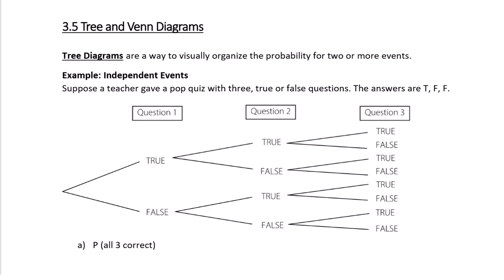Now we're ready for tree and Venn diagrams. Tree diagrams are a way to visually organize the probability for two or more events, and we can do them with both independent and dependent events.